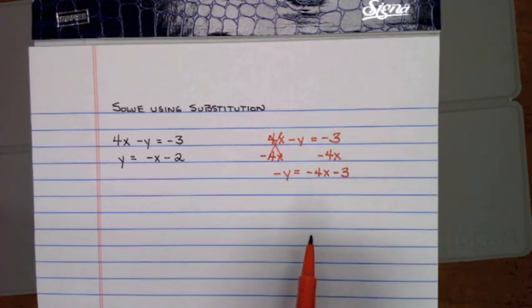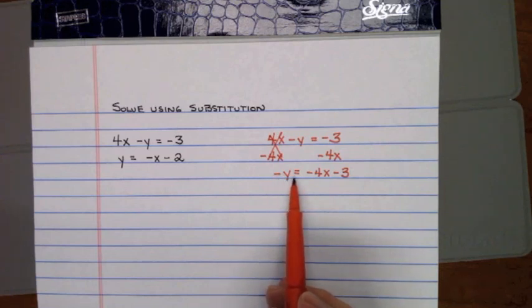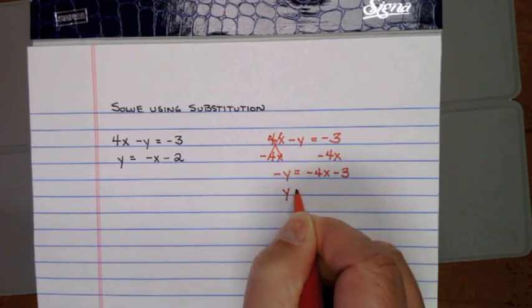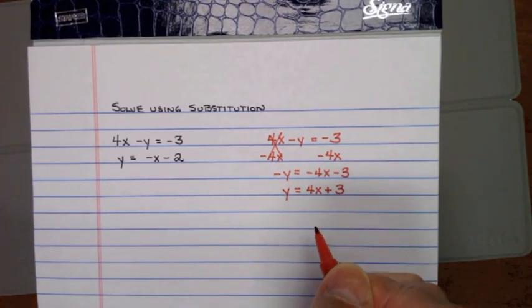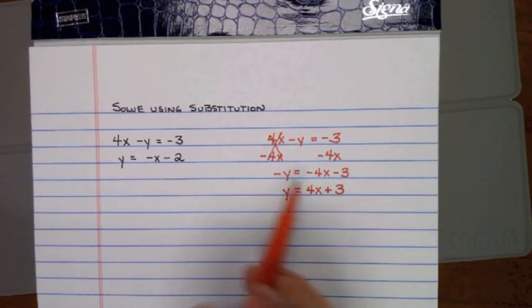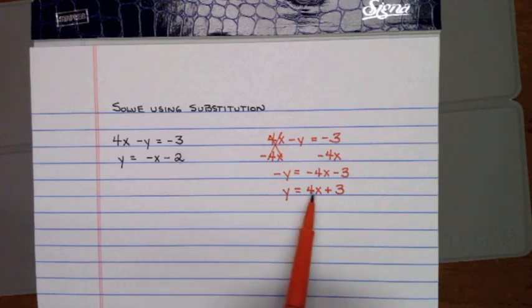The next thing I need to do is make sure that this y is completely by itself. This has got negative y, so if I want this to be positive y, I'm going to change the sign of everything. If I change the sign of one of them, I change the sign of all of them. Y is equal to 4x plus 3. This equation right here and this equation right here are the exact same equation. I just changed the order.